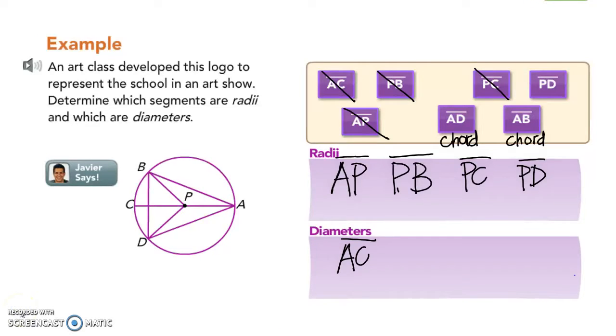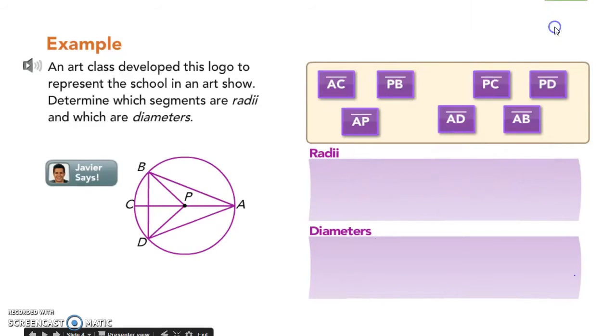All right, so checking our answers, we should see that AP, PB, PC, and PD are the radii. AC is the diameter. We had two up there, AD and AB, that don't pass through the center, so they're not going to be radius or diameter. Those are called chords. Okay. Hit pause and raise your hand if you have questions about that.